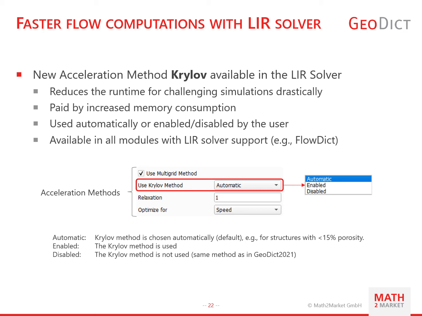Unfortunately, the new method is not always faster than the old method, and therefore we introduce an automatic mode which uses some heuristics to choose the best solution for the user automatically. Of course, it is also possible to explicitly enable or disable the new method.